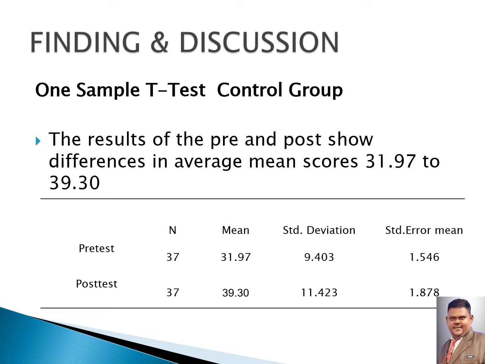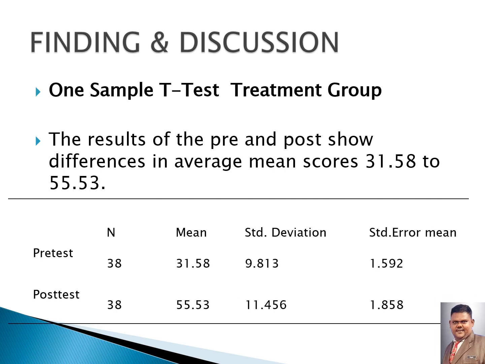The findings and discussion for the one sample t-test for the control group. The result of the pretest and post-test shows a difference in average mean score from 31.97 to 39.30. So there is a slight change in the mean score for the control group, whereas for the one sample t-test for the treatment group, the result of the pretest and post-test shows a difference in average mean score from 31.58 to 55.53. There are huge changes in the treatment group.